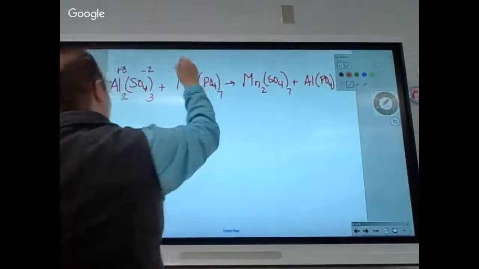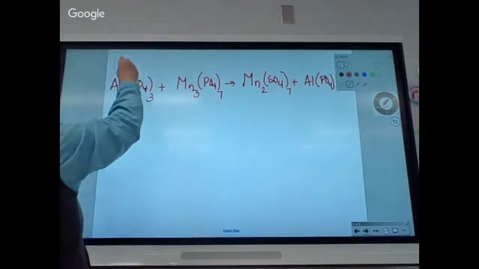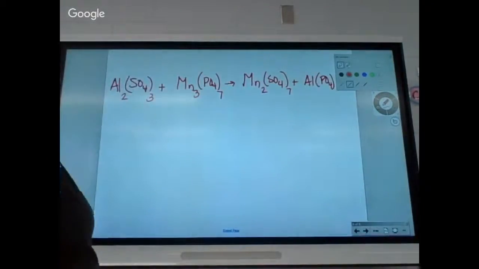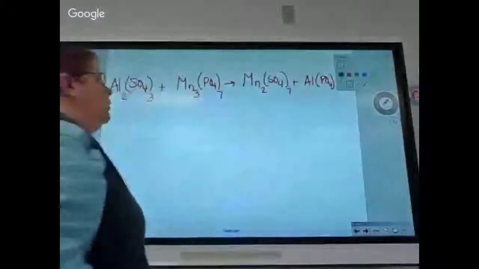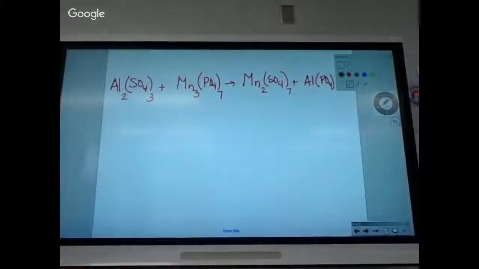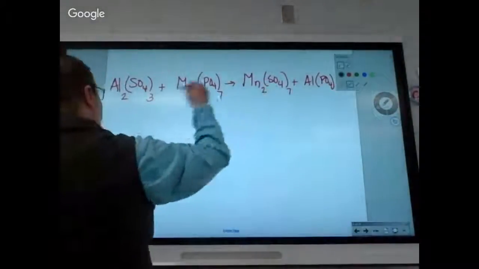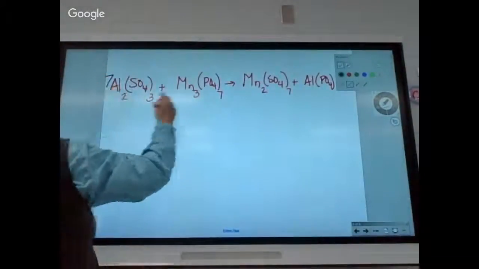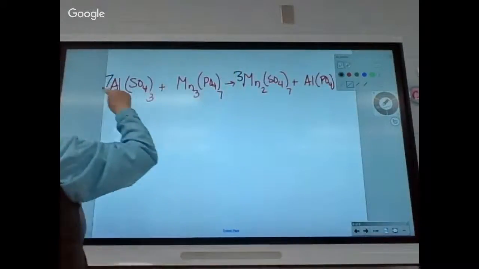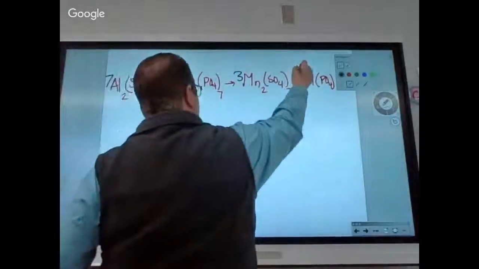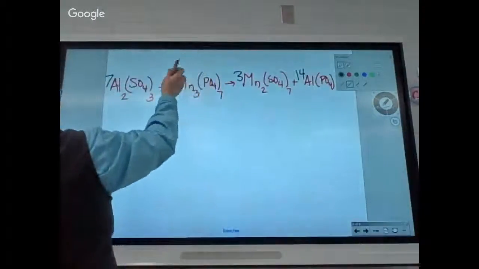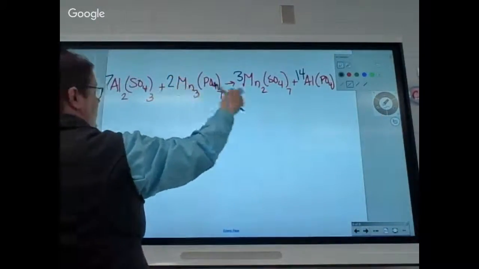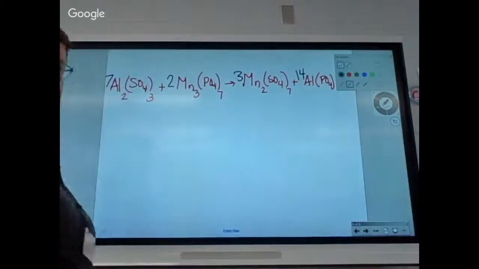I'm not even bringing them down because we know they're going to cancel. If I bring them down, they create issues with balancing and I forget to get rid of them. So I'm going to balance the SO4s first. There's 7, there's 3. I'm going to put a 7, I'm going to put a 3. I made 14, so I'm going to put 14. I made 14 PO4s. I have 7, I make 2. I made 6. There's 6.